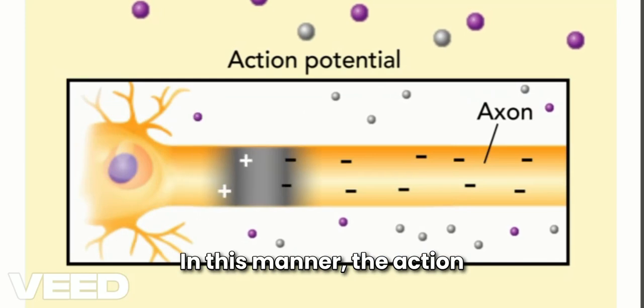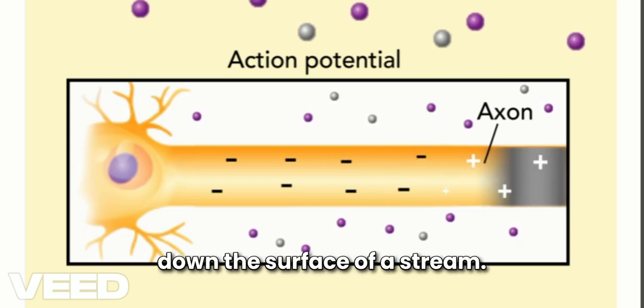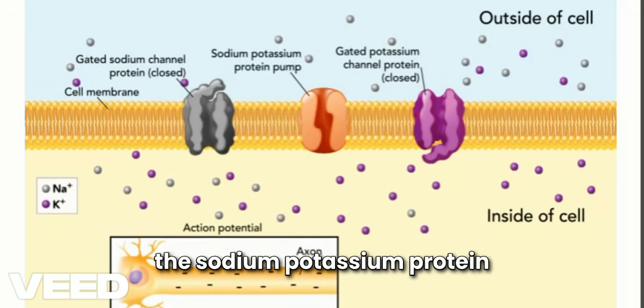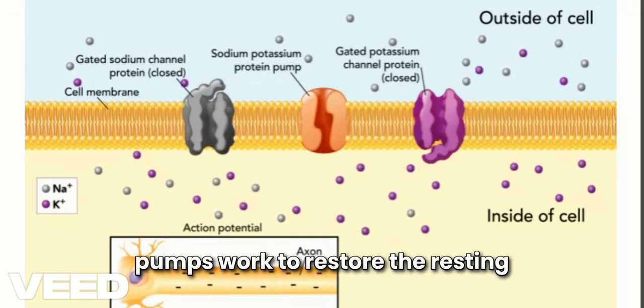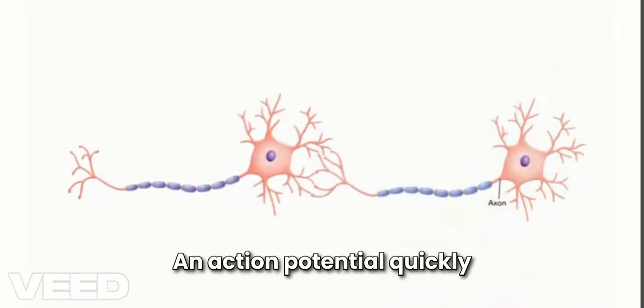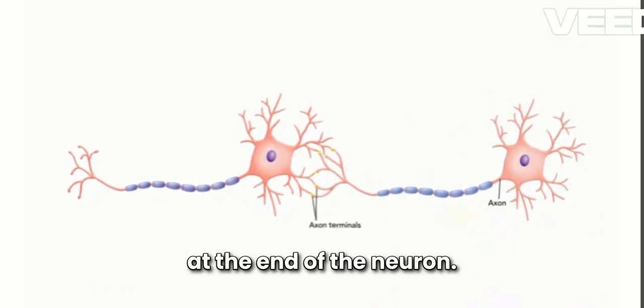In this manner, the action potential travels down the length of the axon like ripples down the surface of a stream. Once an action potential passes, the sodium-potassium protein pumps work to restore the resting potential of the cell. An action potential quickly reaches the axon terminals at the end of the neuron.